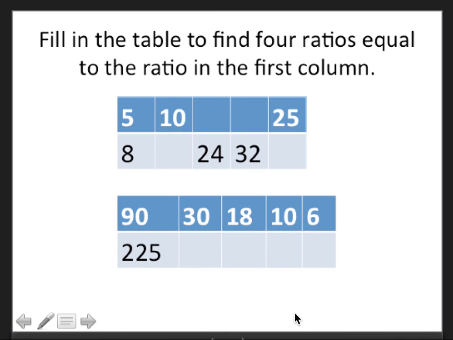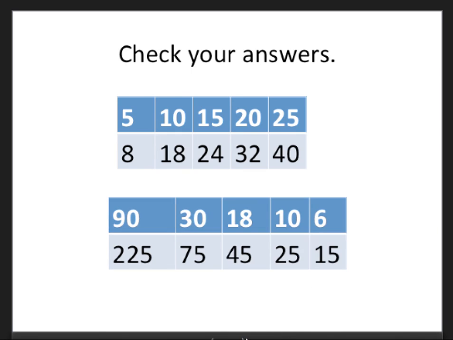Okay, let's check and see how you did. All right, notice here our missing numbers. We're multiplying by 2 here. Notice from here to here, we're multiplying by 3. And 5 times 20, we're multiplying times 4 to get to this ratio. And here we're multiplying by 5.